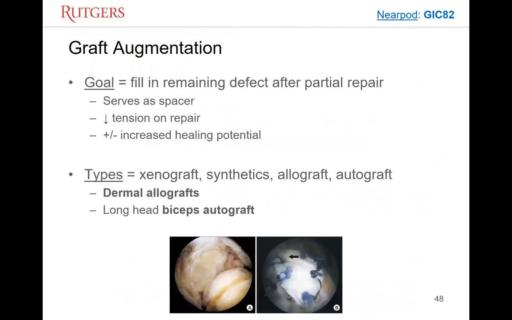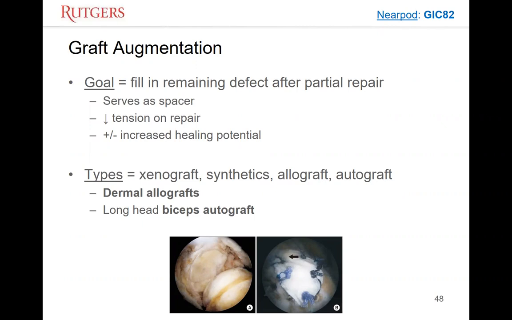Another option, if a rotator cuff cannot be completely repaired, is to augment a partial repair with a graft. The goal of graft augmentation is to fill in that remaining defect in the rotator cuff, and then serves also as a spacer between the humeral head and the acromion, decreasing tension on the repair and possibly increasing the healing potential of the cuff by providing a scaffold for cellular repopulation.